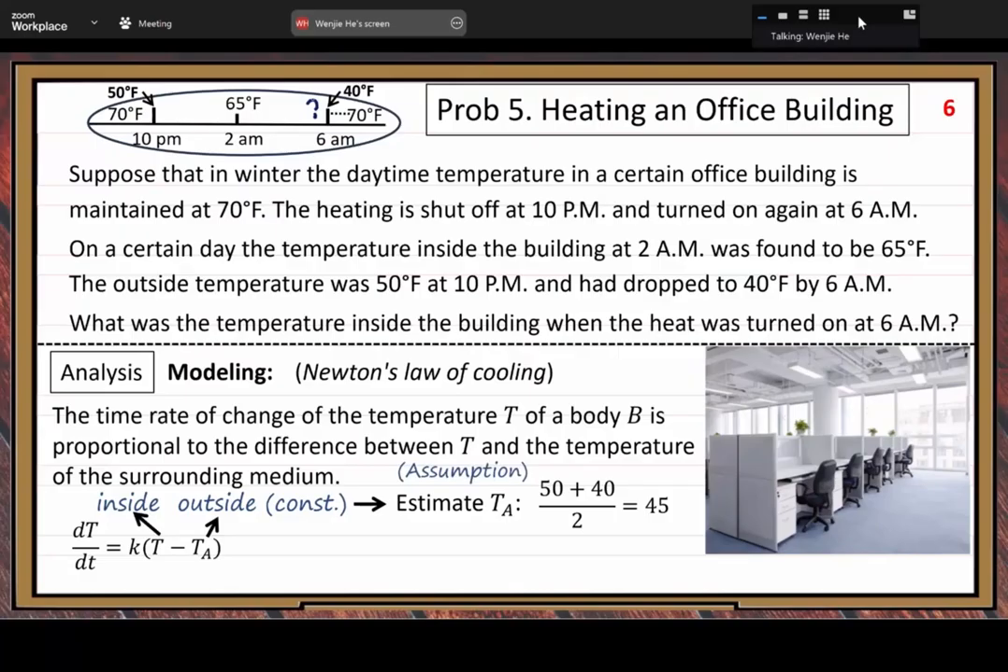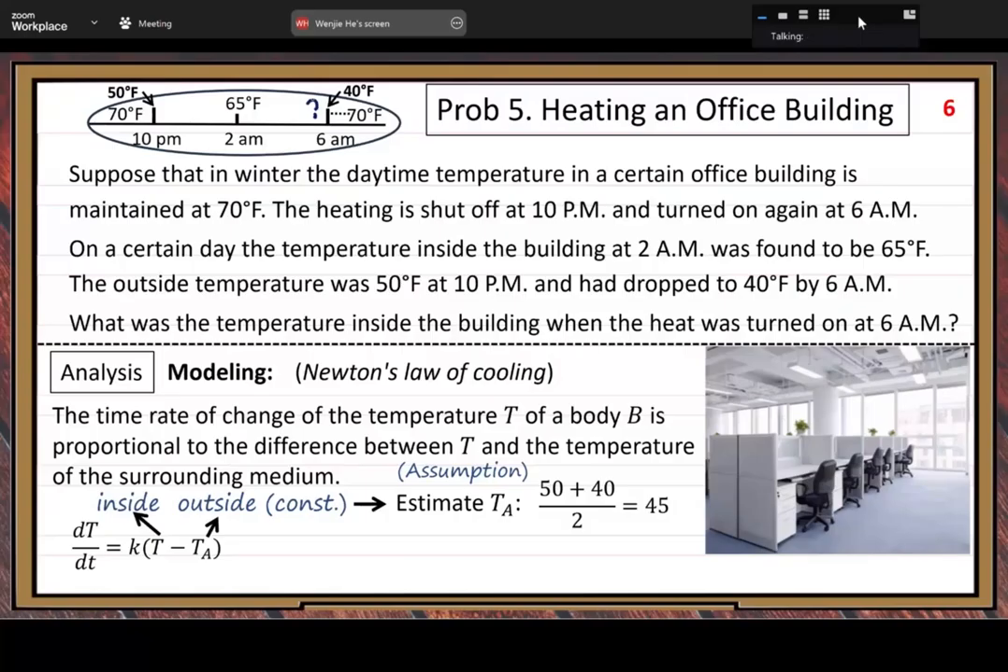But this is an assumption. When we solve real world problems in this kind of situation, it's very common, because nothing is perfect in real world situations. So you can make your own assumption, but you want to make the most reasonable assumption, not some wild assumption. Here, the average of these two numbers is a very good assumption.